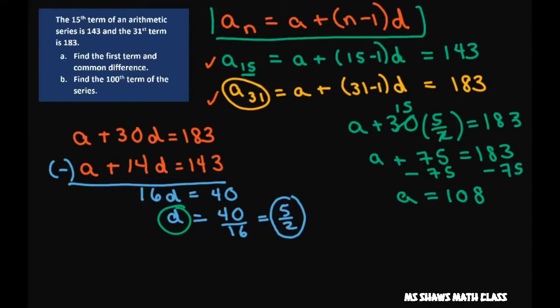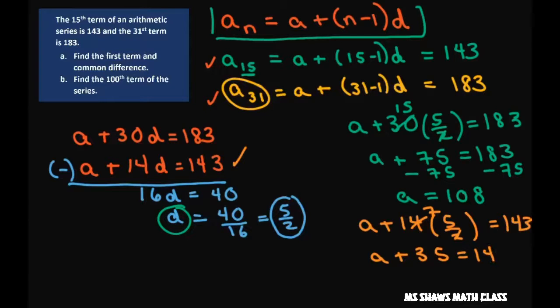And I'm just going to double check and also plug in my 5 halves into this equation. Make sure I did it right. It should also be 108. So 2 goes into 14 7 times, 7 times 5 is 35. If you subtract 35 from both sides of the equation, you get a equals 108. So we have our a and we have our d.